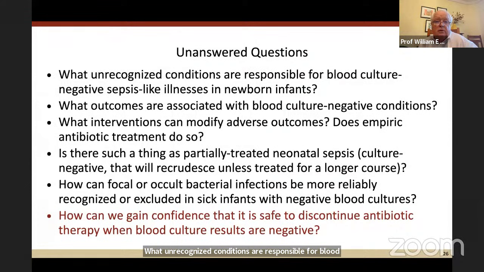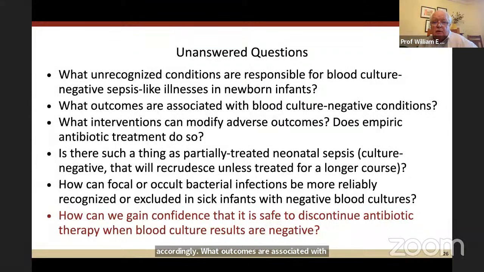There are essentially no surveys where a comprehensive diagnostic evaluation has been routinely performed in a population of babies who have blood culture negative results, but who appear to be septic. So we don't really know what from that long list of possibilities that I have just given you is most likely and which are least likely and how to stratify the risk and how to sequence our diagnostic evaluation accordingly. What outcomes are associated with these blood culture negative conditions?